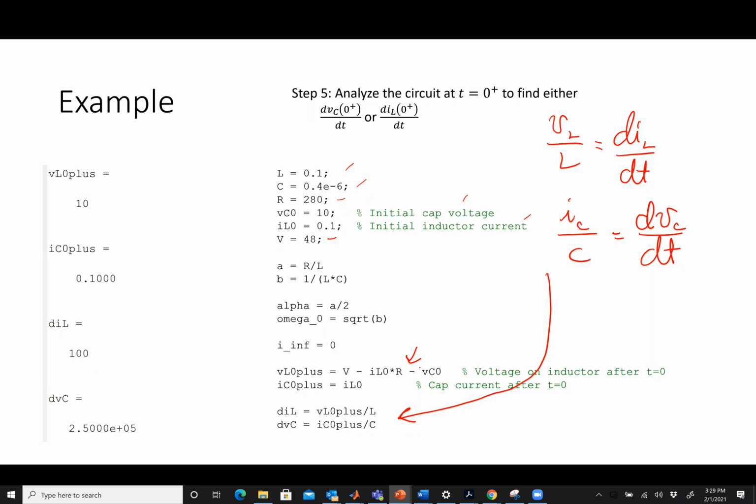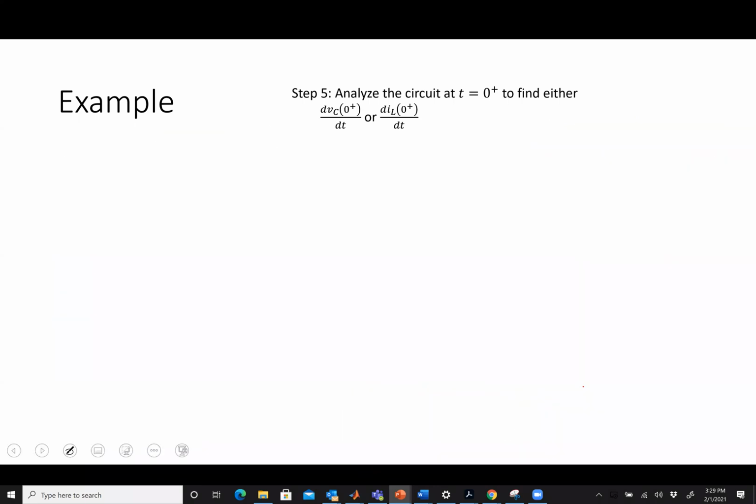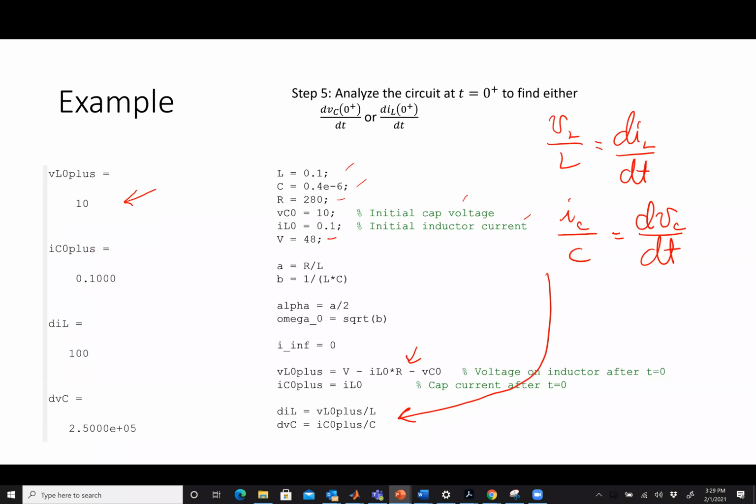Now, when I run that, these are the results. The initial inductor voltage is 10 volts, that's what I had here. And the initial capacitor current is 0.1 amps. So this one is dIL dt at 0 plus, and this one is dVC dt of 0 plus. All right. Questions about that?